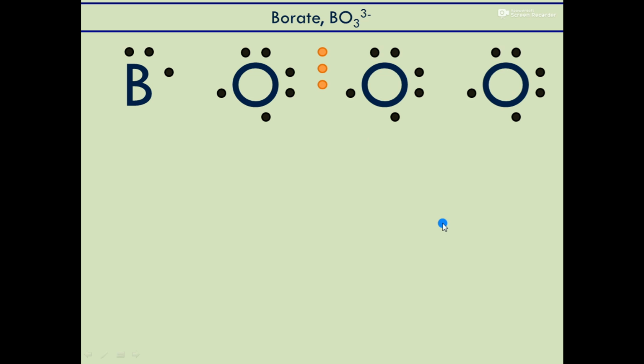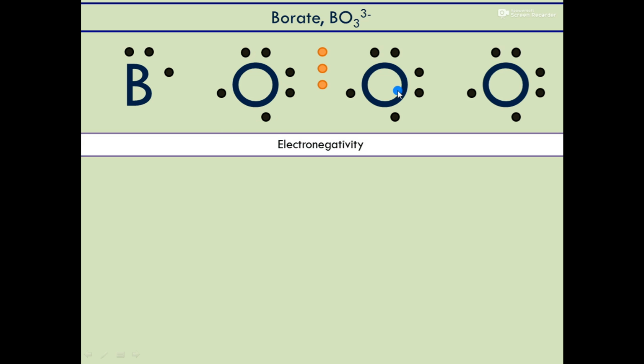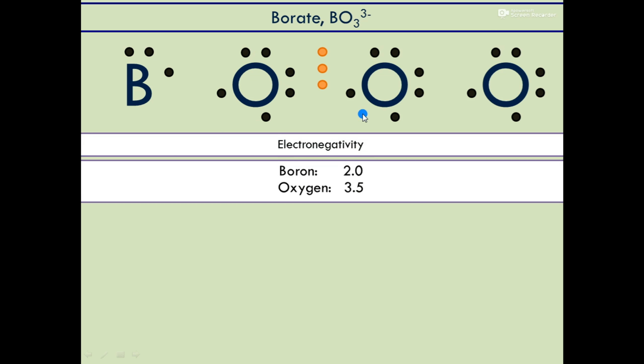Right, so the next step: since this is bonded together to form a whole unit of polyatomic ion, we need to determine which of these is the central element. The basis is the electronegativity of the element. The one with the lower electronegativity is usually chosen as the central atom. Here, boron has an electronegativity of 2 and oxygen 3.5, so we'll choose boron as the central atom.